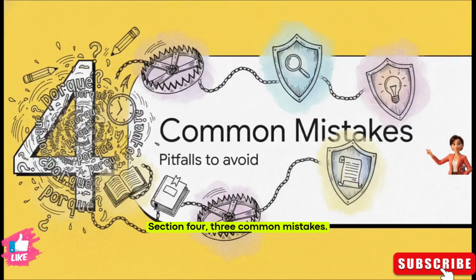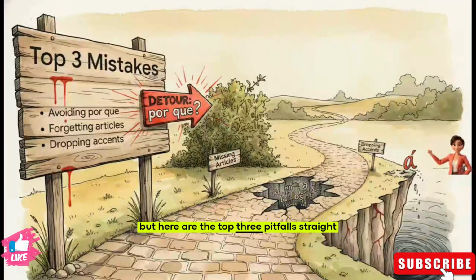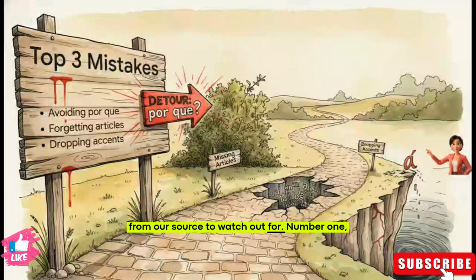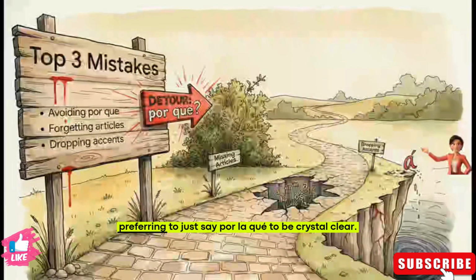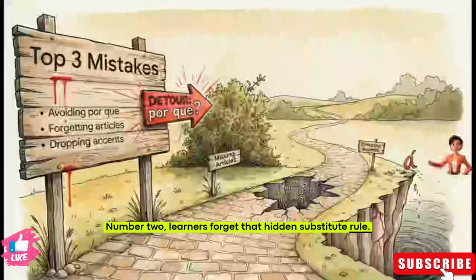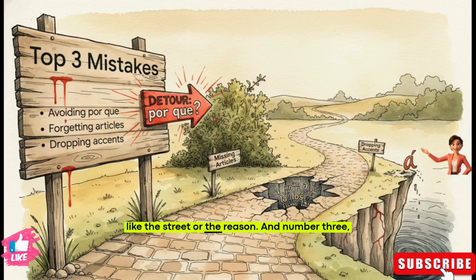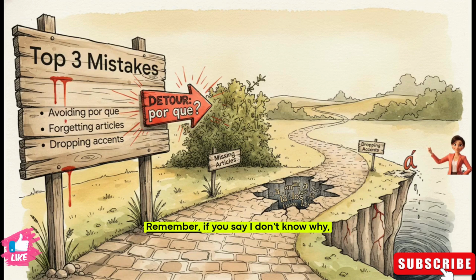Section 4. 3 common mistakes, pitfalls to avoid on your Spanish journey. Making mistakes is just part of the process, but here are the top 3 pitfalls straight from our source to watch out for. Number 1, native speakers often completely avoid porque with the empty space, preferring to just say porqué to be crystal clear. Number 2, learners forget that hidden substitute rule. If you use the space with no accent, remember it's secretly pointing back to a subject, like the street or the reason. And number 3, English speakers constantly drop the accent on indirect why questions because there are no question marks. Remember, if you say, I don't know why, that why still needs an accent.